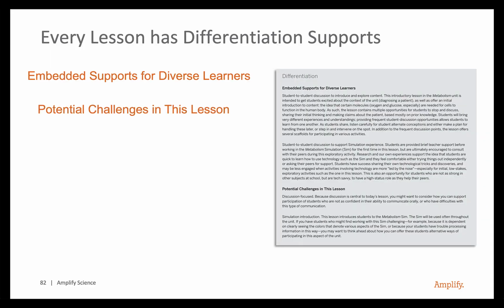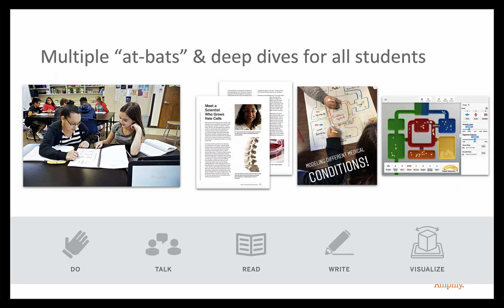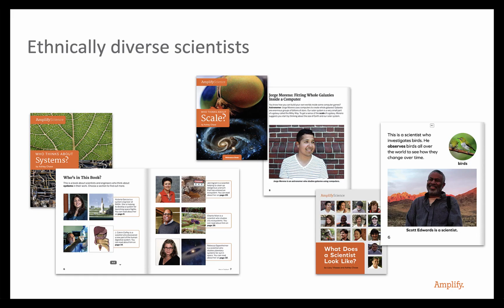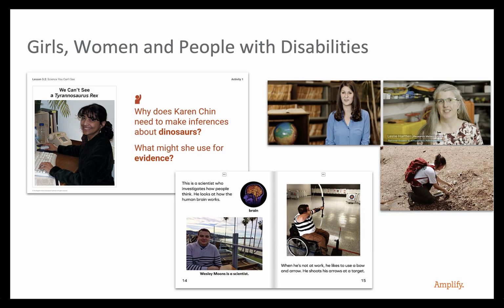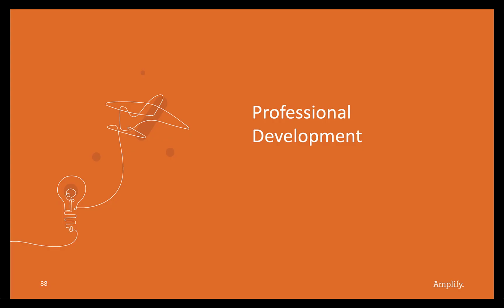I mentioned every lesson has differentiation supports. I want to really drive that home because that's really important to addressing all the different learning styles in your classroom, but also just the thoughtfulness of the multiple at-bats that we have through the do, talk, read, write, visualize process allows students to really develop their depth of understanding. But also we want students to realize they are represented and can do science. So you'll see ethnically diverse scientists throughout our program, as well as girls, women, and people with disabilities all being great scientists or engineers. Even our fictional characters are multicultural and really explore and learn science as they work through.